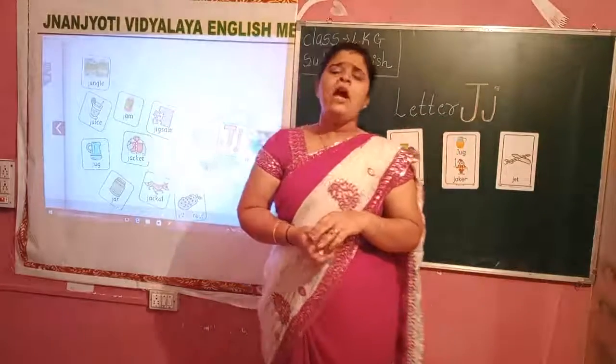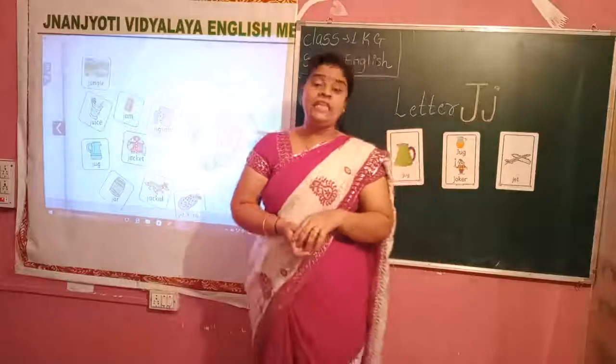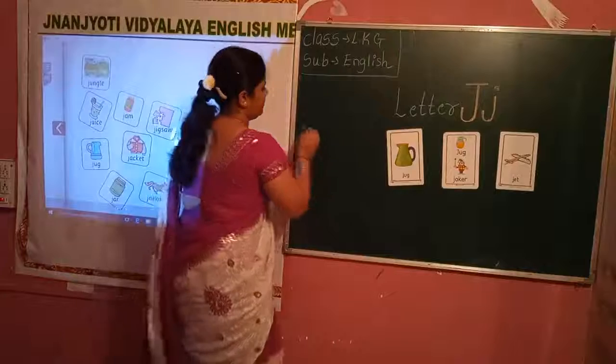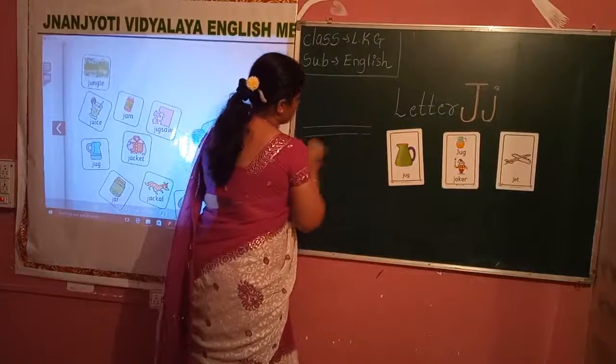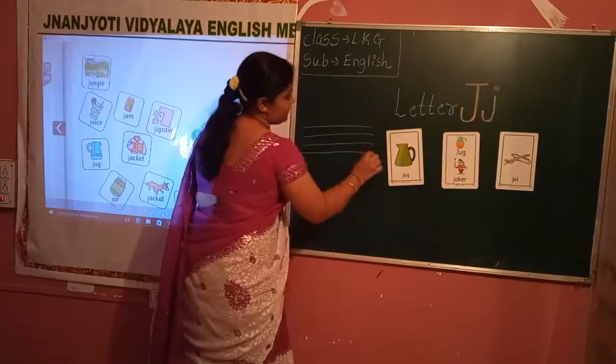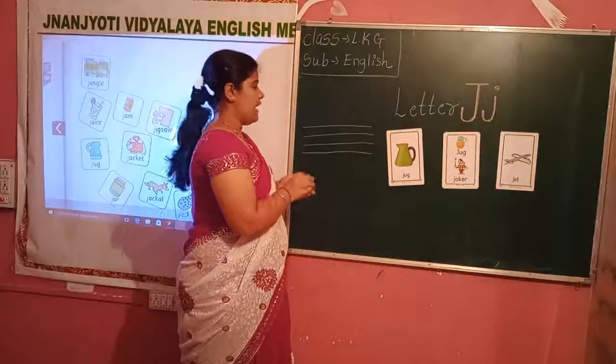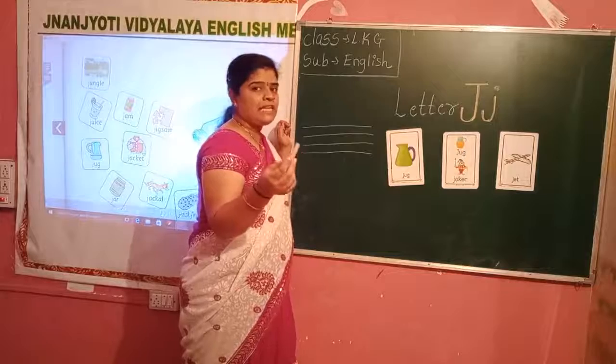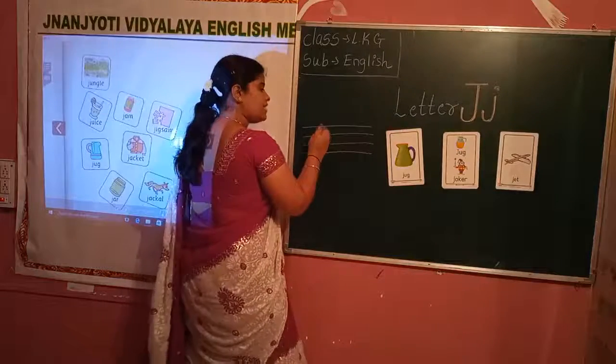Okay. Then, how do you write the letter J in four lines? Yes, I will show you here. You have a four-lines book for an English pen. Yes, children? How do you write the letter J? It means we have to write the capital letter J.